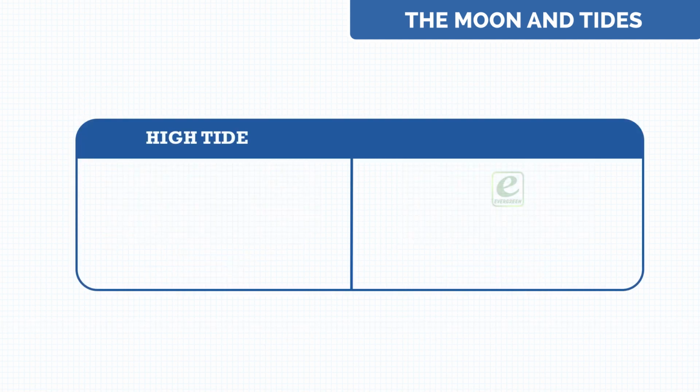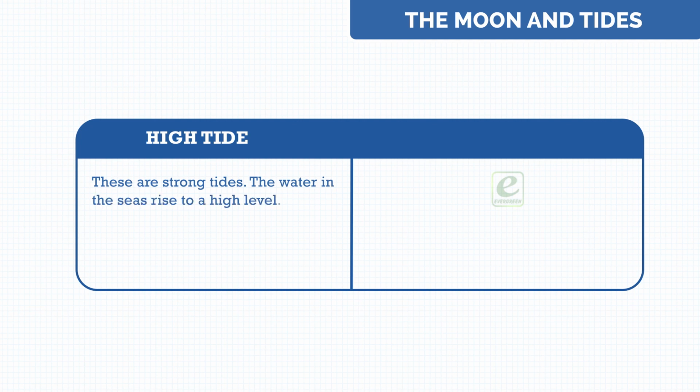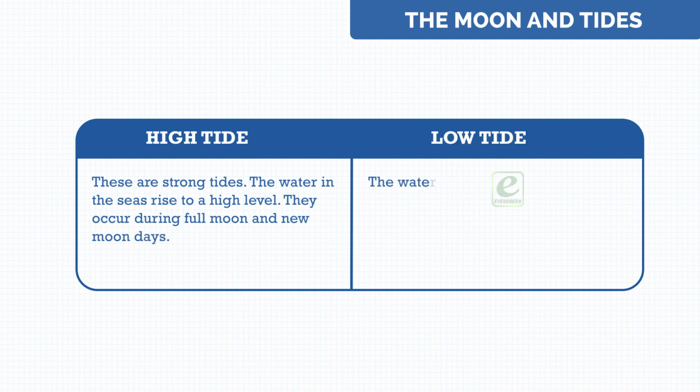High tide. These are strong tides. The water in the seas rises to a high level. They occur during full moon and new moon days. Low tide. The water level does not rise very high. It occurs during quarter moon days.